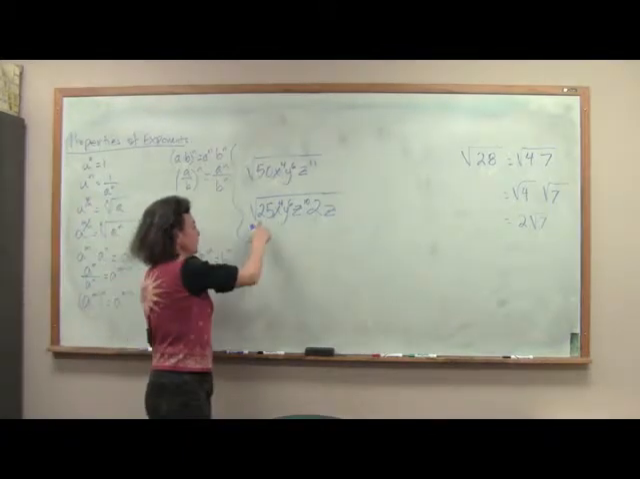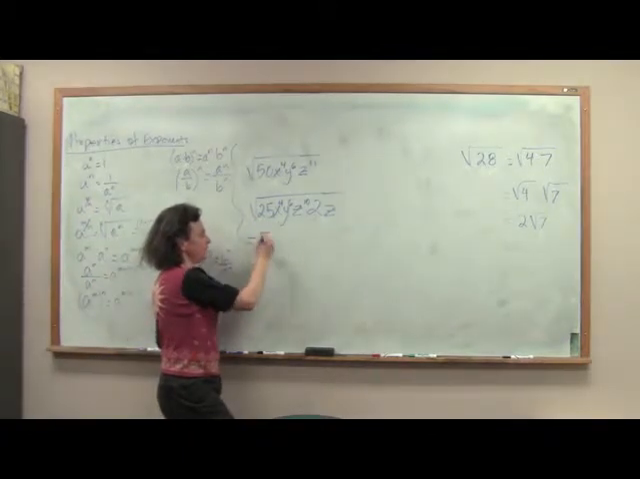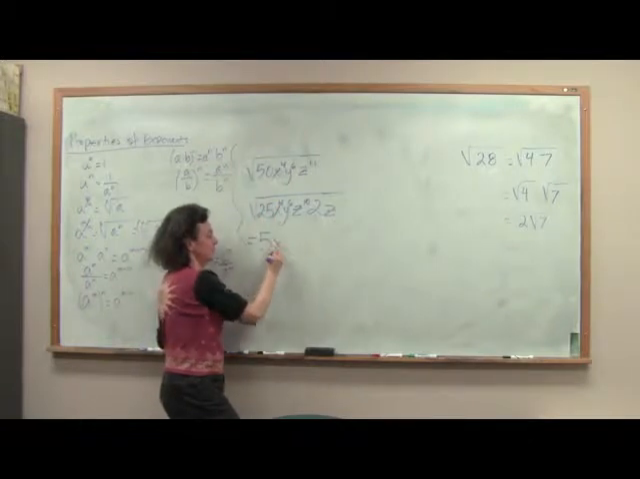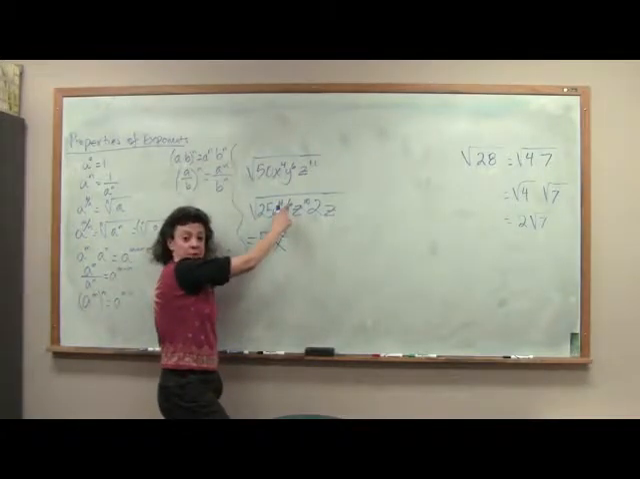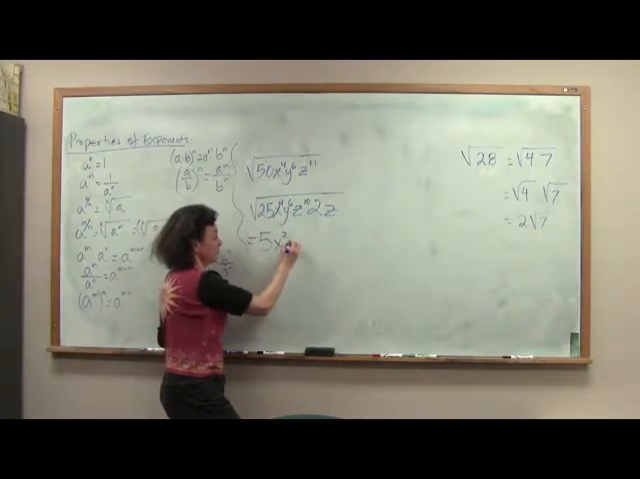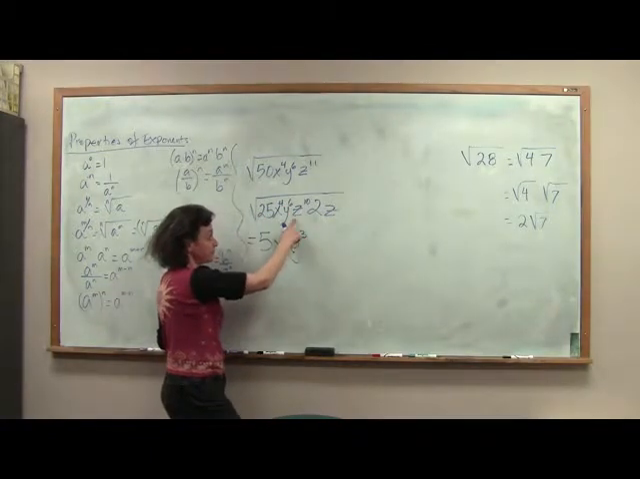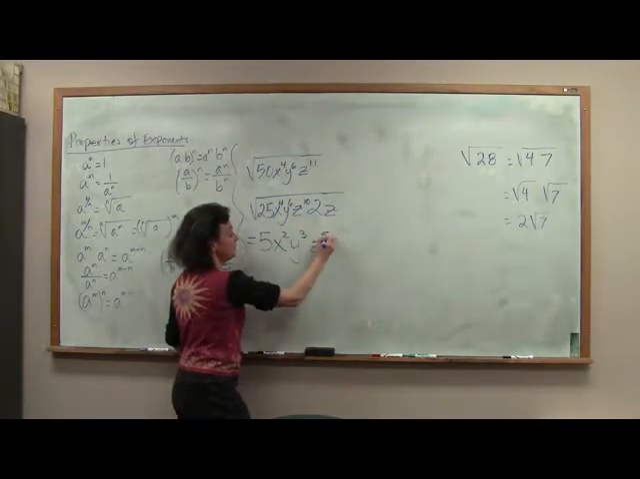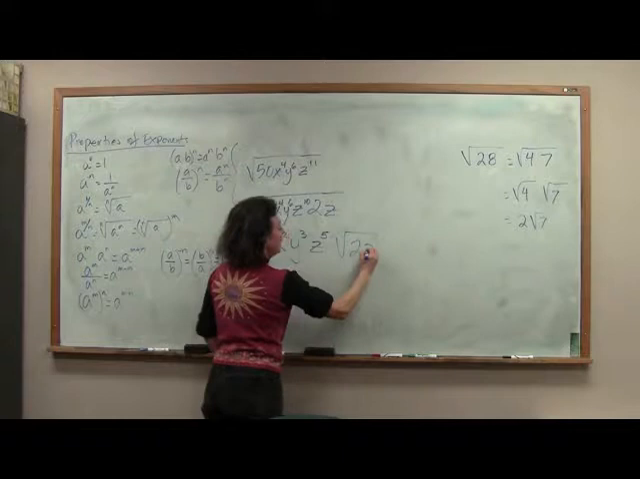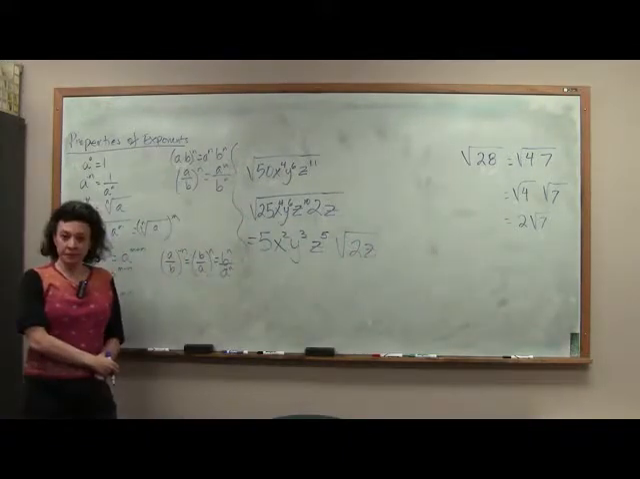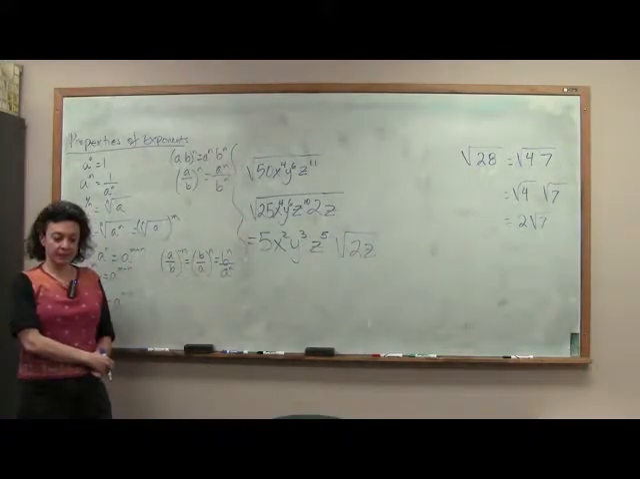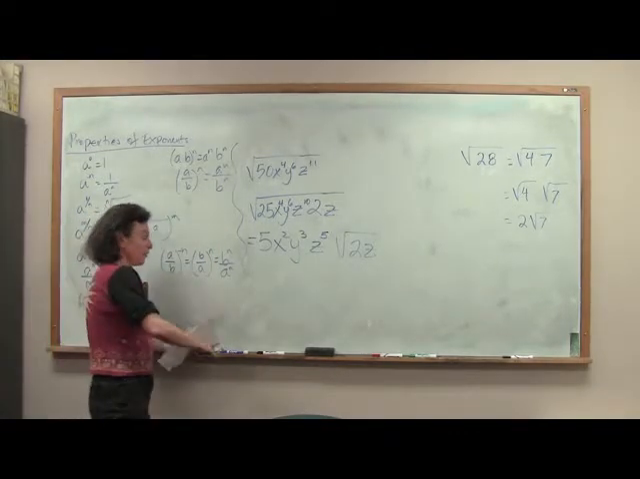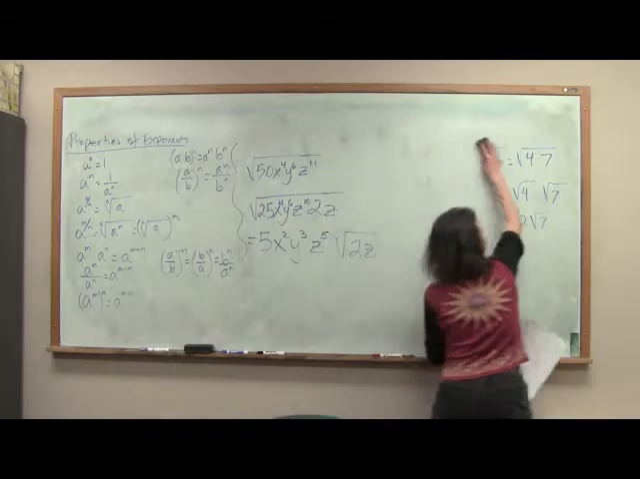All right, let's go through it. Square root of 25 is 5. Okay, square root of x to the 4th, well, 4 divided by 2 is 2. The square root of y to the 6th, 6 divided by 2 is 3. The square root of z to the 10th, 10 divided by 2 is 5. And then I've got my leftovers still inside my radical. All right, let's do this one.